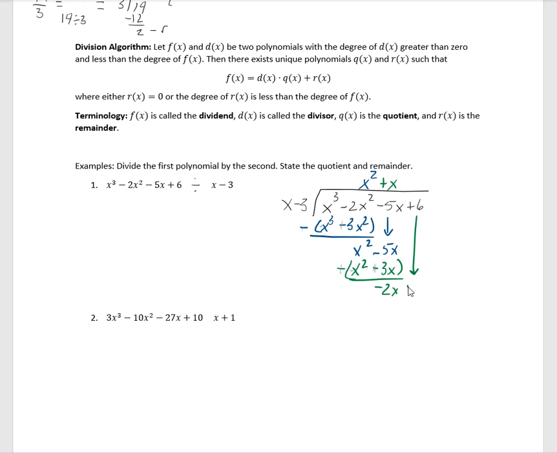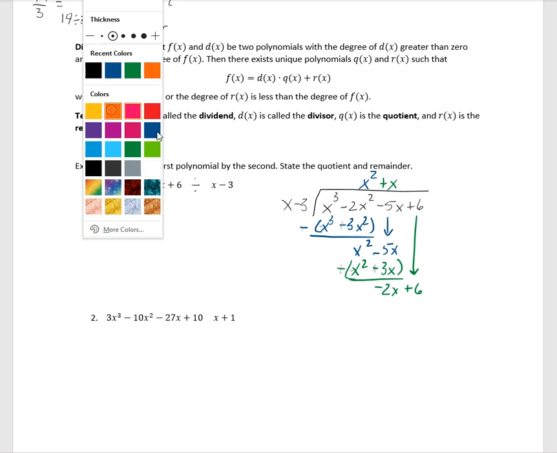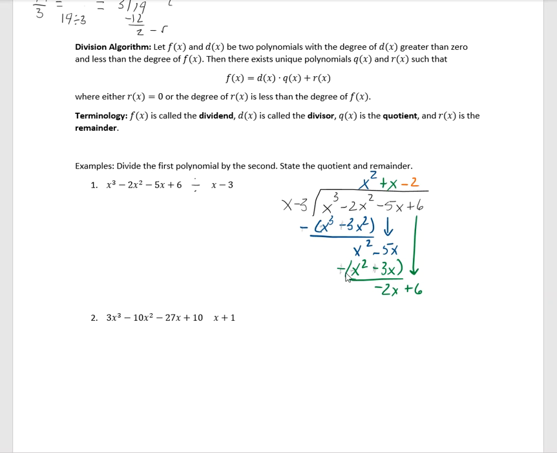down our 6. And I ask myself, all right, what do I multiply x by to get a negative 2x? That's going to be negative 2. So I multiply negative 2x. Negative 2 times a negative 3 is a positive 6. We'll subtract. But remember, when we're taking negative 2x minus a negative 2x, they'll cancel. And 6 minus 6, that's 0. So we have our quotient.